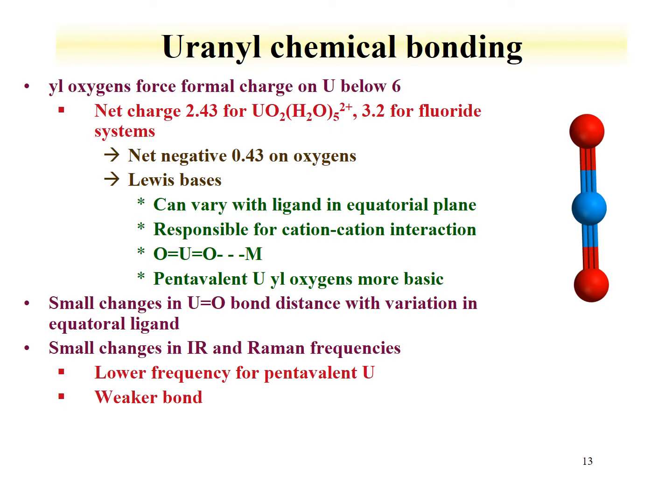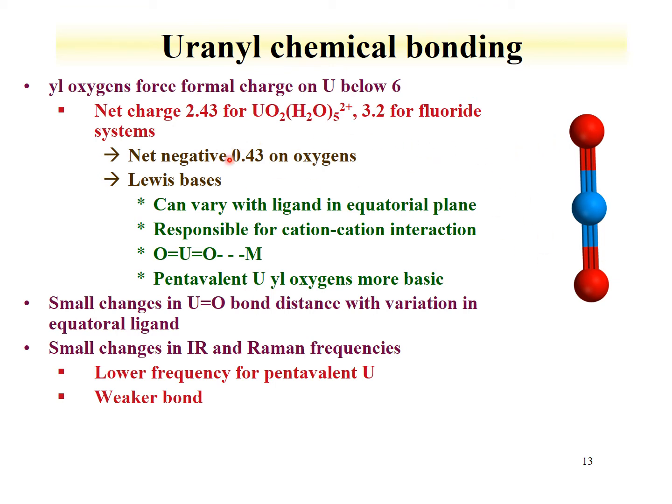As we've already stated, the uranyl is UO2 2+. So these yl oxygens force a formal charge on uranium, which is below its 6+ oxidation state. Now the net charge on the metal ion is actually a little bit larger than the 2+, estimated to be between 2.4 for the water system and 3.2 for the fluoride system.